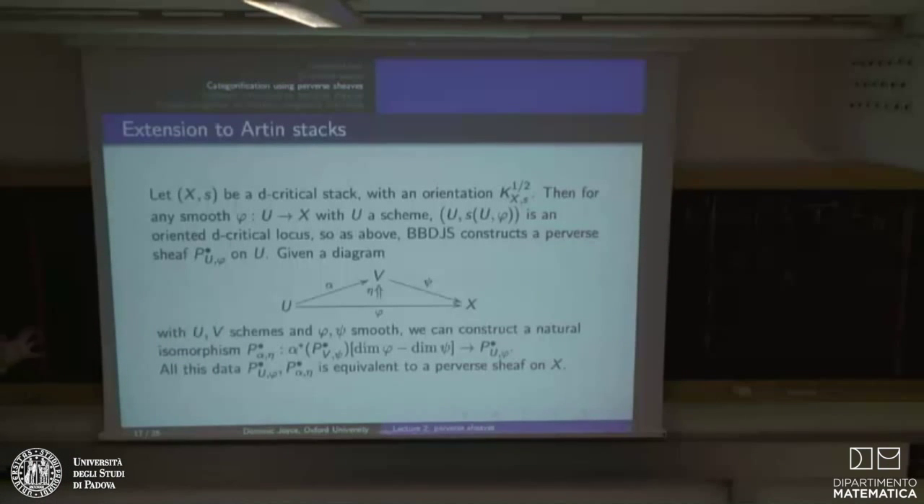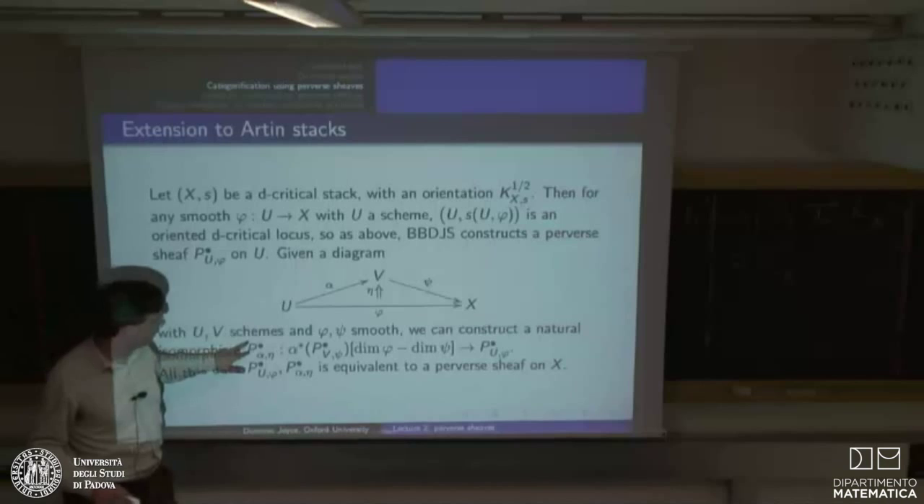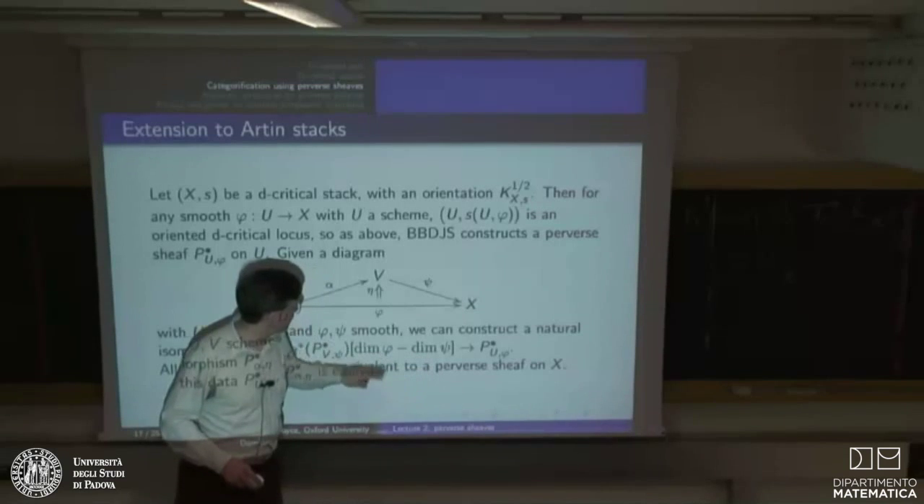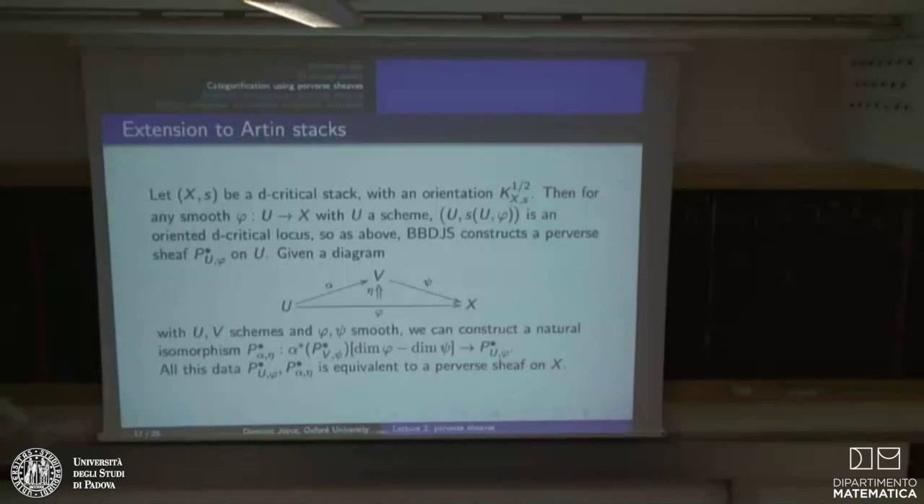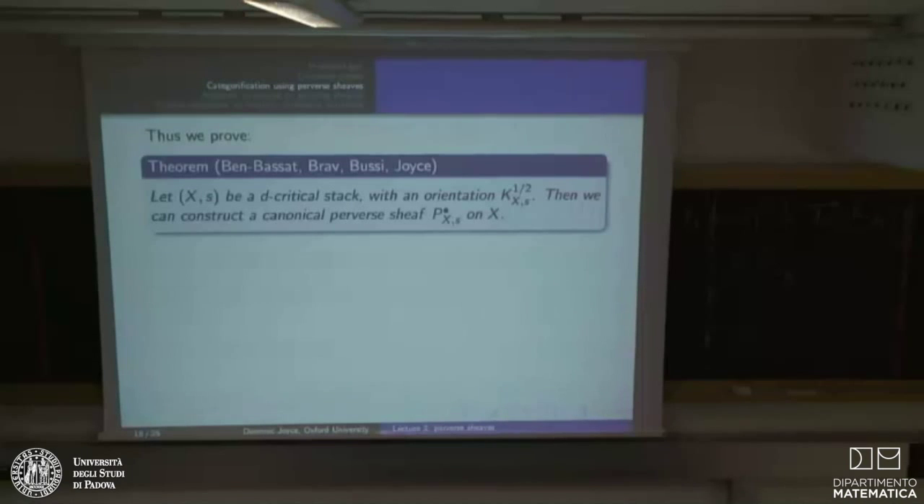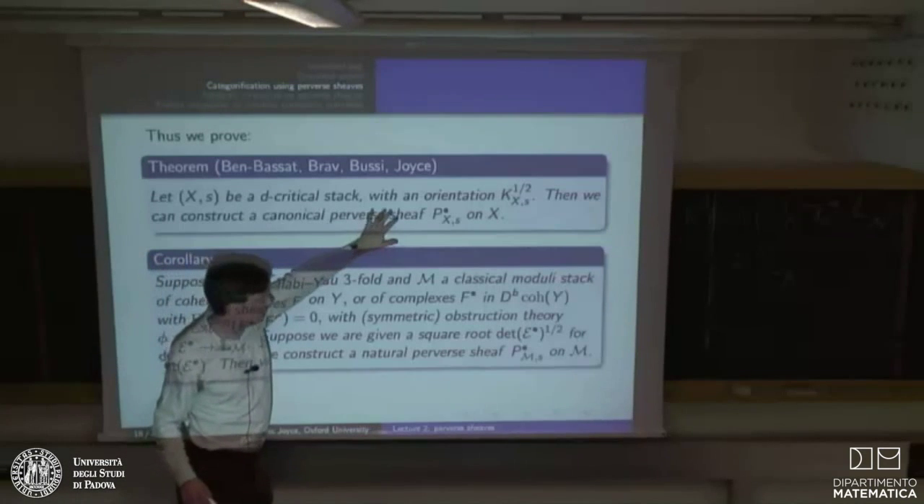Well, somebody else needs to do some more work to develop the theory of perverse sheaves and constructible complexes and so on on Artin stacks, which they have. But then it turns out that once you develop the whole theory, you can really regard a perverse sheaf as just being a perverse sheaf on each smooth atlas with isomorphisms under pullbacks, where you have to insert a shift by the relative dimensions of the smooth maps there. Okay, so all of this data is equivalent to a perverse sheaf on the stack X. So we get a theorem which says that any d-critical stack with an orientation carries a natural perverse sheaf.